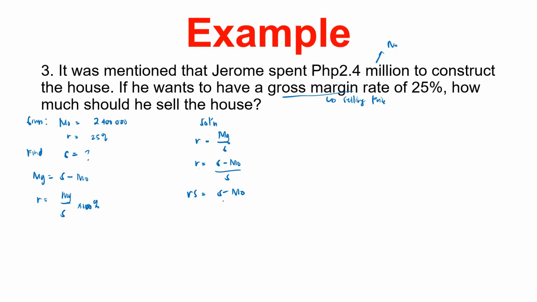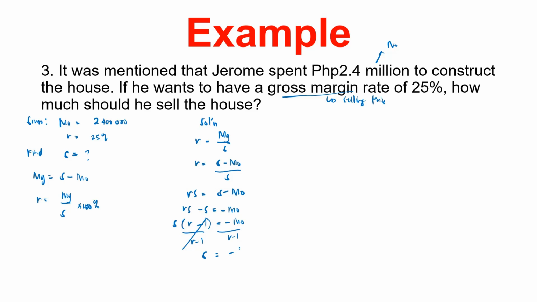Okay, since ang target nating makuha is si selling price, so pagsamahin natin lahat ng may selling. So we have lahat ng may S. Common factor ni rate and selling price is selling, which is S. So we have S times R minus 1 is equal to negative cost price. Divide both sides by R minus 1 to cancel this out so that we can have S alone.